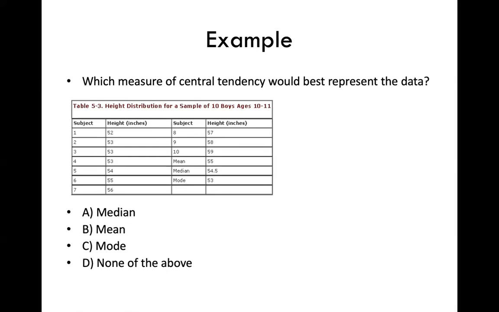Well, if the data are normally distributed, then the mean and the median are going to be pretty similar. Okay, and so in this case, they are. The mean is 55, the median is 54.5. And so I think we can fairly safely conclude here that the mean is the best measure of central tendency.